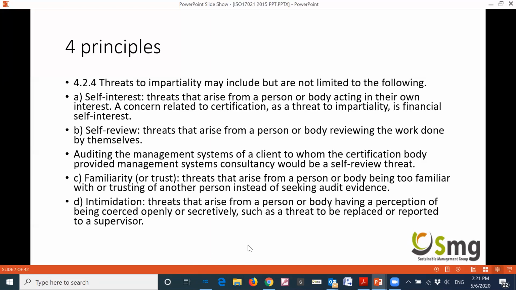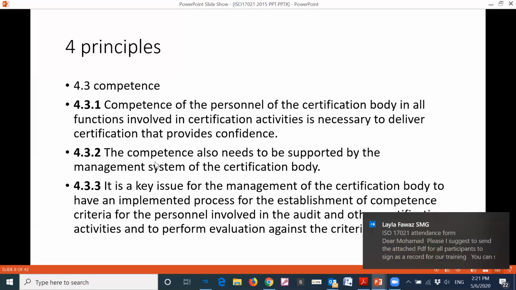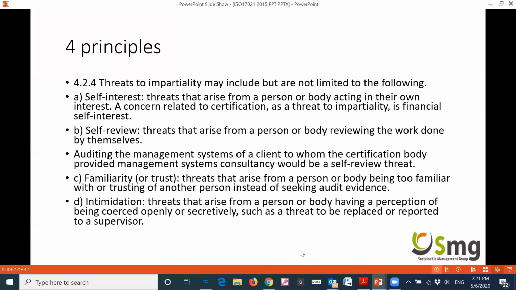Intimidation, and that's a very important one: threats that arise from a person or body having a perception of being coerced openly or secretively, such as a threat to be replaced or reported to a supervisor. Sometimes we get threats from people, and they can threaten us by any means, like we will not do business with you, I will report you to a manager, I might do this to you or whatsoever. So that's also another threat to impartiality that we need to worry about.